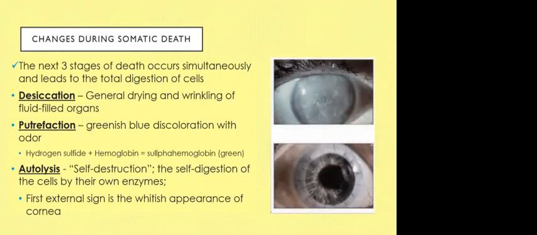And then the last one, we have autolysis, so self-destruction. The self-digestion of the cells by their own enzymes. This is the first external sign: the whitish appearance of the cornea. So with all of the following changes that we have mentioned, I hope that you already know now what are those primary and secondary changes that the body undergoes after somatic death.